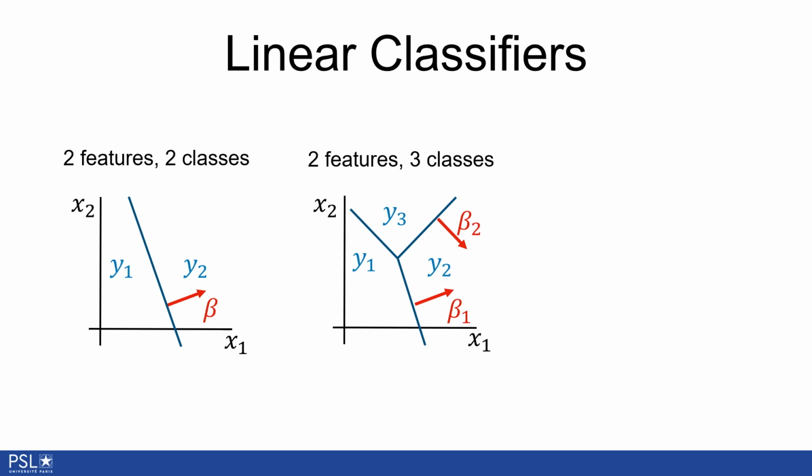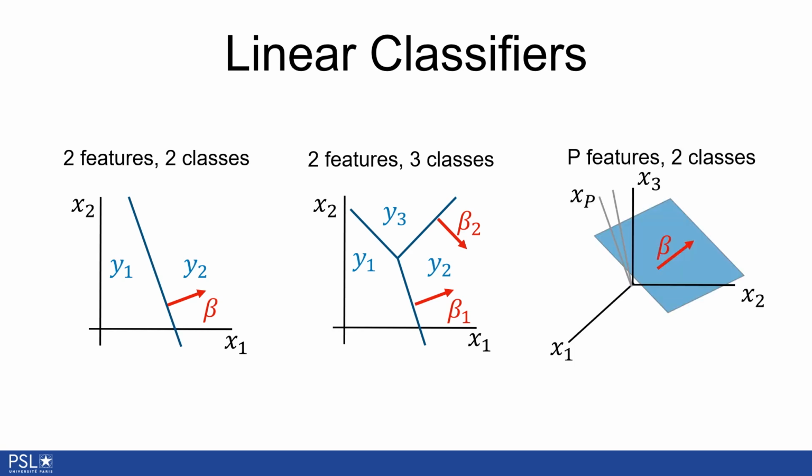A third situation is that we can have more than 2 input features, in general p features, so that the input space is p-dimensional. If we have 2 output classes, a linear classifier splits the p-dimensional space in 2 by a hyperplane. What is a hyperplane? For 3 input features, the hyperplane would be a usual 2-dimensional plane. For p input features, it's a p-1 dimensional plane.